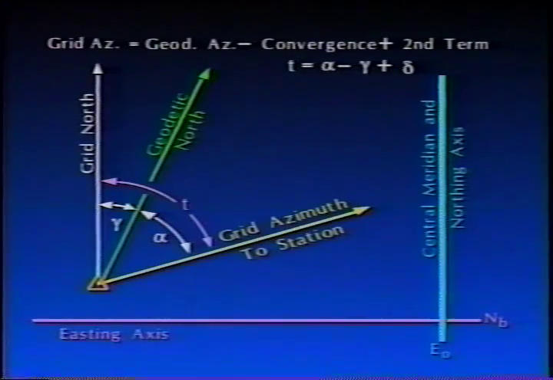It is variously named, often arc-to-chord correction or second term correction. It is usually minute, but may need to be considered for high quality work over long lines. This presentation neglects it. For CCS 83, both geodetic and grid azimuths are reckoned from north. Inverses between stations having state plane coordinates give grid azimuth and may be used directly for calculations on the grid.